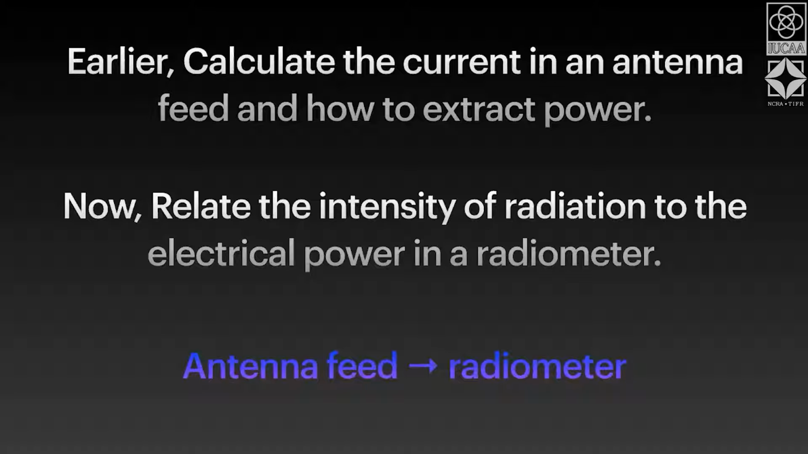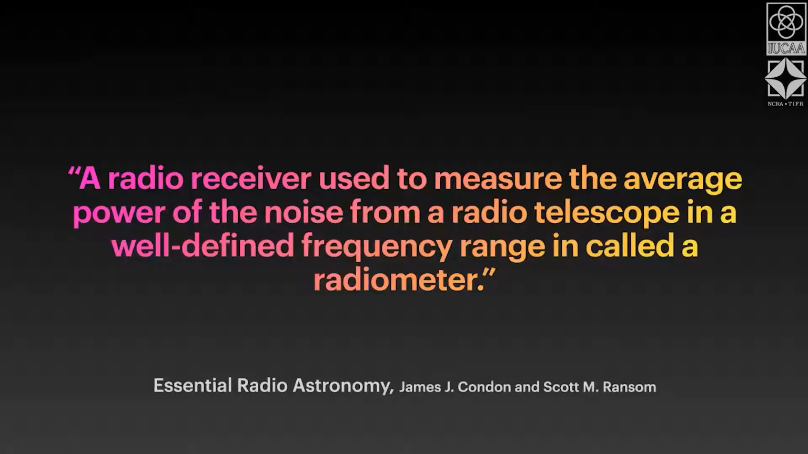The antenna feed takes in the noise from the radiation outside and passes it on to the radiometer, with which we can measure it. Going by this definition from the book Essential Radio Astronomy, which by the way is a good reference, most of the content is available online for anybody to access. You could find a lot of things covered today described there as well. A radiometer is essentially a receiver used to measure the average power of the noise from a radio telescope in a well-defined frequency range.